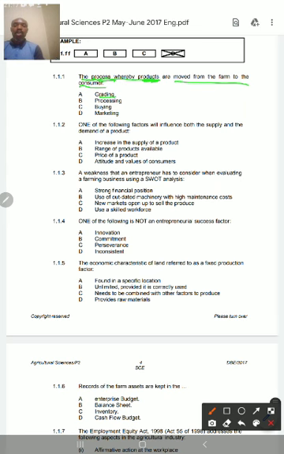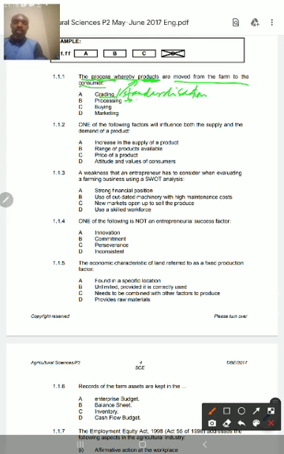Grading. Grading is the sorting of agri products according to specified specifications or standards. Hence, we also call it standardization. Products can be graded according to size, shape, color, or freshness, all those things. Processing is the adding of value to agri products.